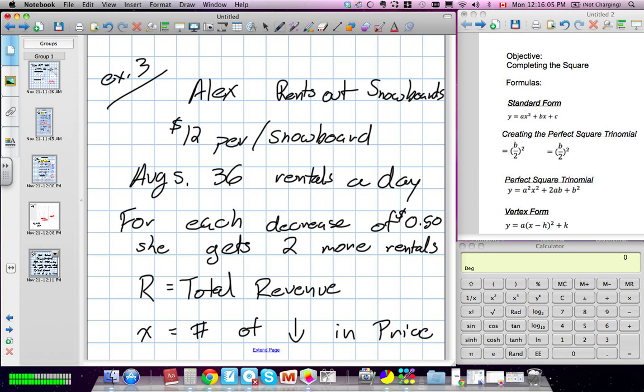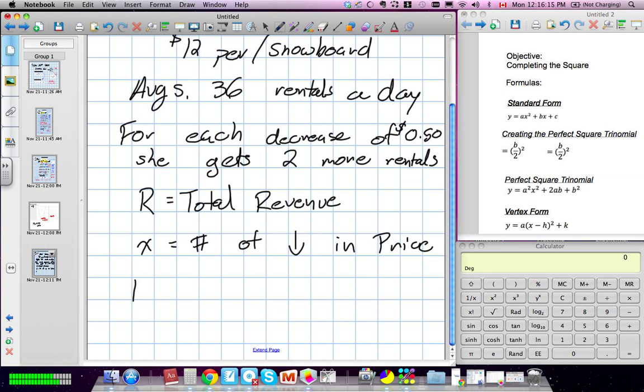So what I first of all need to do is make an equation. Revenue is going to be equal to price times sales. Okay, so the amount of money you get as a business depends on how many of something you sell and what the price is. So if my price is $10 and I sell 5 items, I get $50.